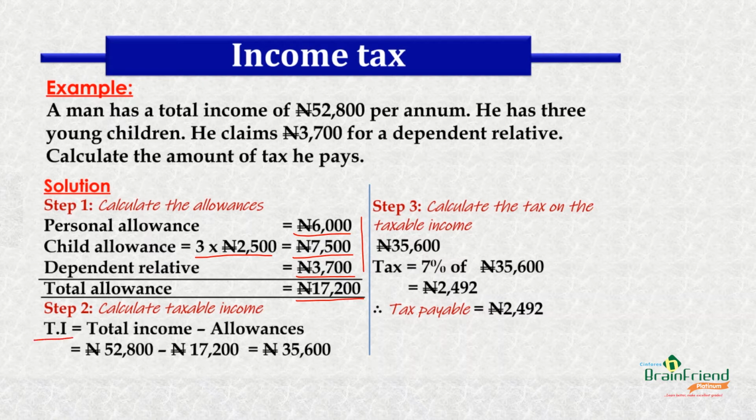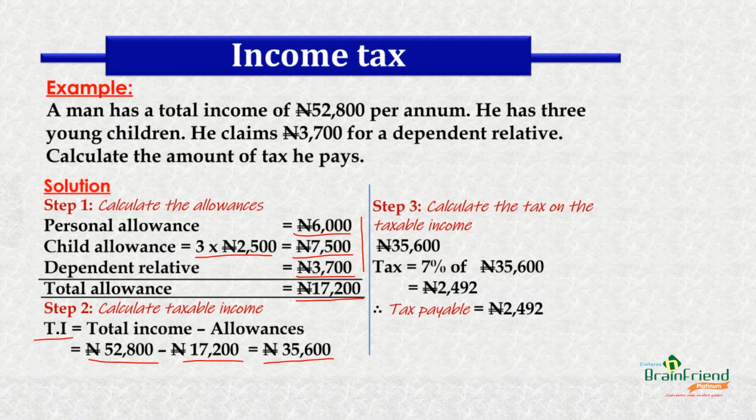Now, the next thing to do is to calculate the taxable income. TI here represents taxable income. And to find our taxable income, we have to take the difference between the allowances and his total income. So we are going to subtract 17,200 from 52,800. And that gives us 35,600 naira. Then lastly, we can go ahead to calculate the tax on the taxable income.